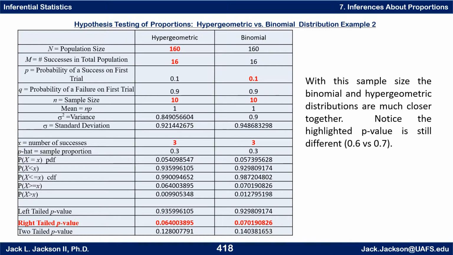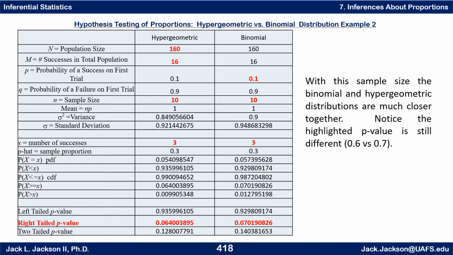So here's a little bigger population size, with our 160, where we do the same thing. Again, we're taking a sample of size 10. This time the probability of a success, or the proportion of successes in the population, is 0.1 or 10%. And let's say we look specifically at, we had come up with 3 successes in our sample of size 10, and we want a right-tailed p-value that corresponds to that.